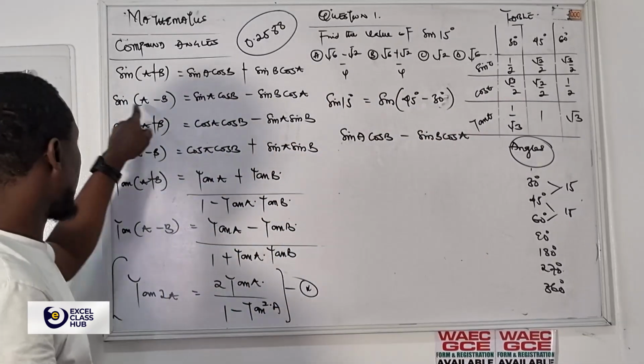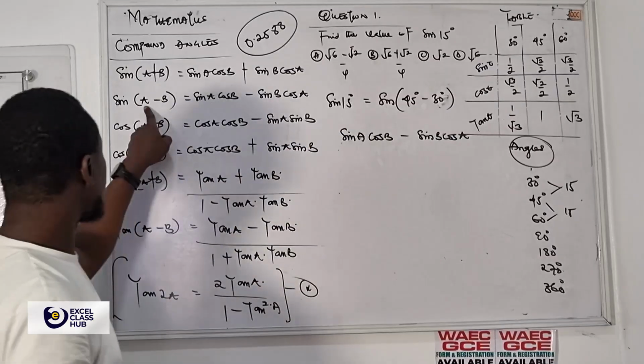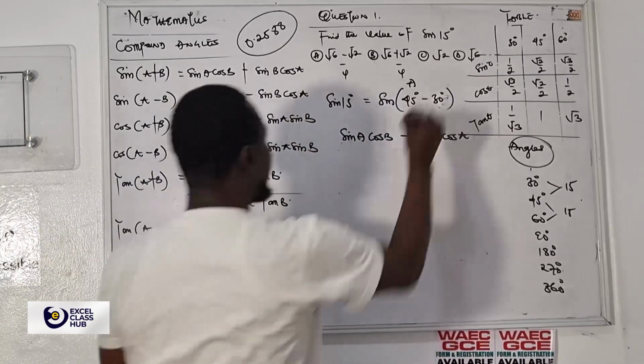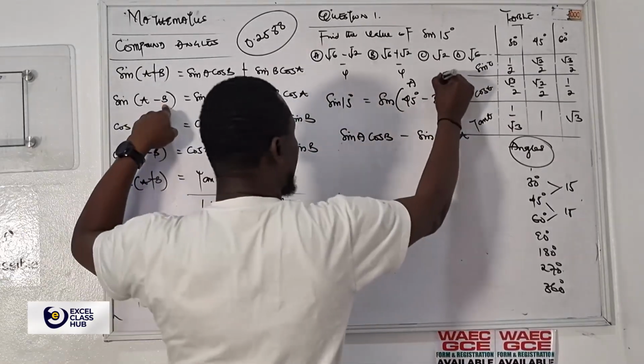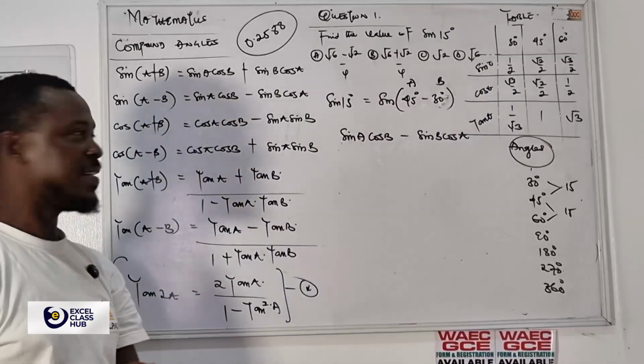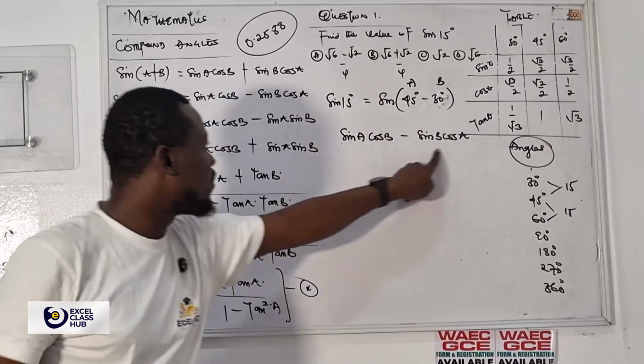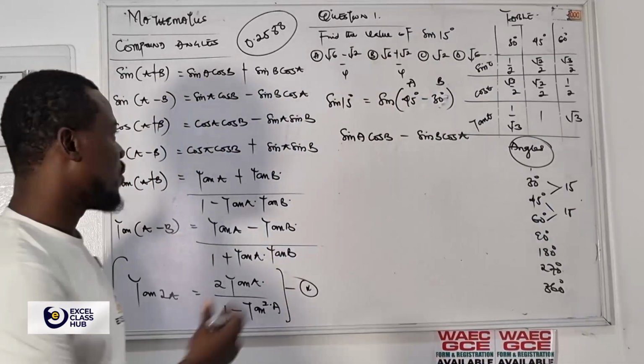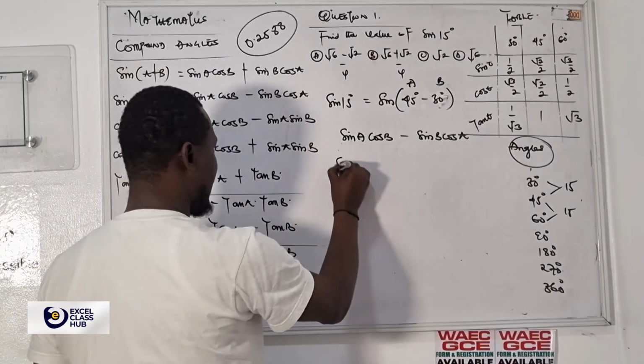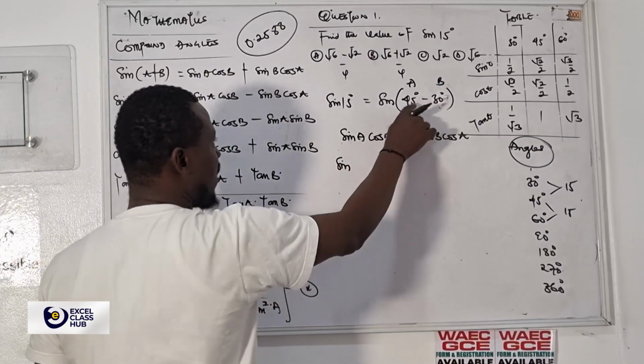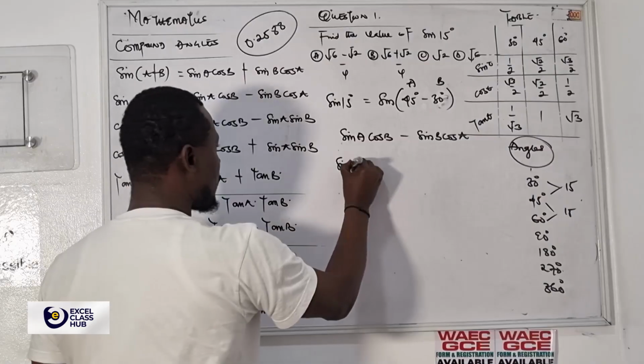Are you with me now? But you know that this is the sine, this is sine. So this A is just like what? 45. While this your B is representing what? 30. So this is the expansion you're going to use to solve this sine 15. You can now substitute. This is your sine, abi. Student, what is your A now? Your A is 45.